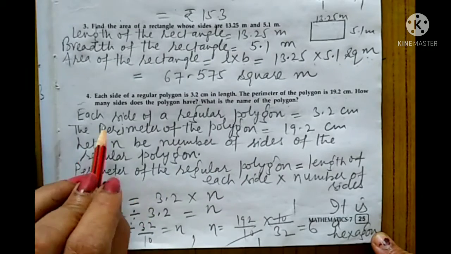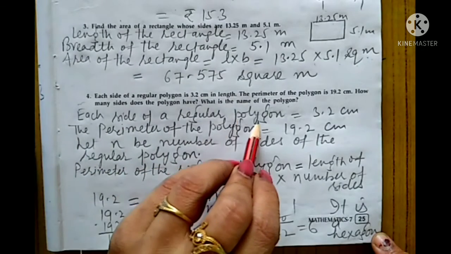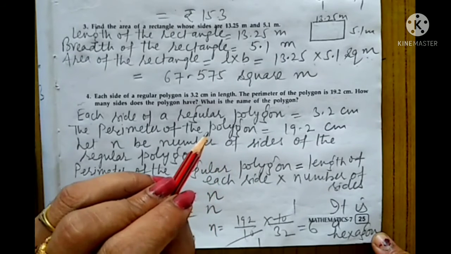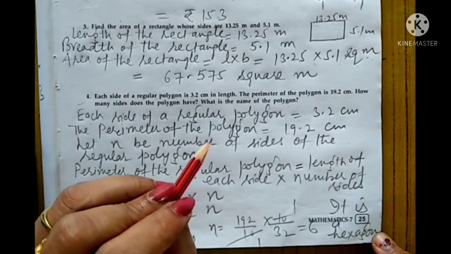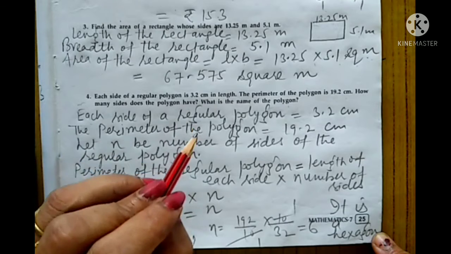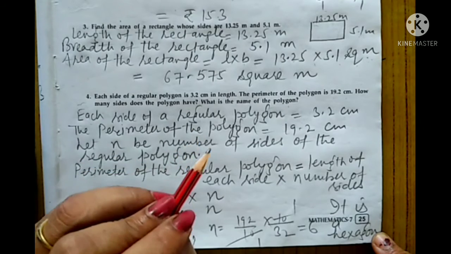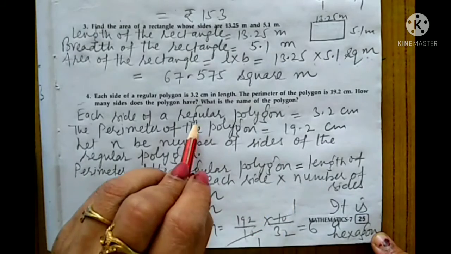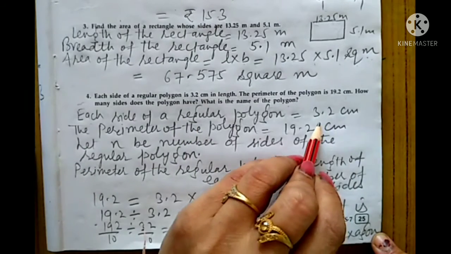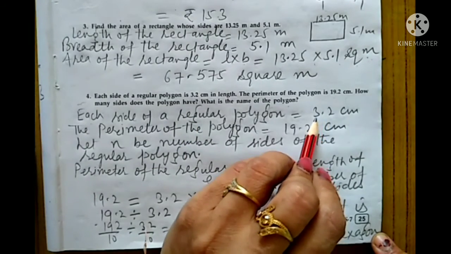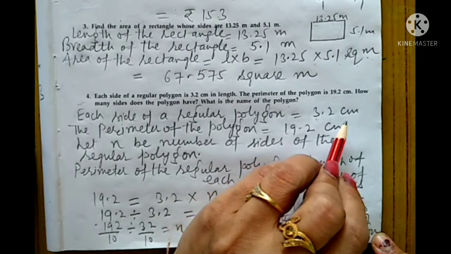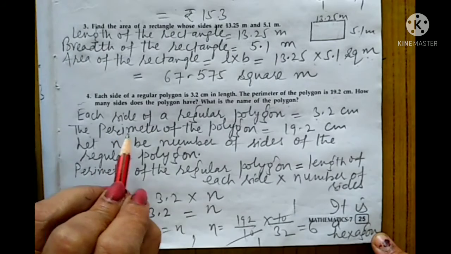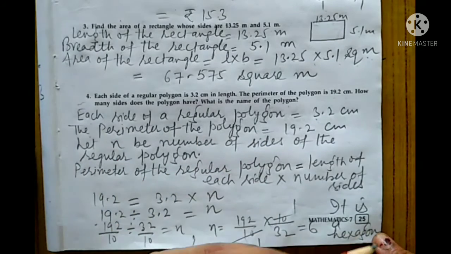So here each side of a regular polygon means a figure made up of line segments with equal sides. Okay, all the sides are of equal length. That's why it is called regular. So each side of the regular polygon is 3.2 centimeter. And you are given the perimeter of the polygon. It is given how much?